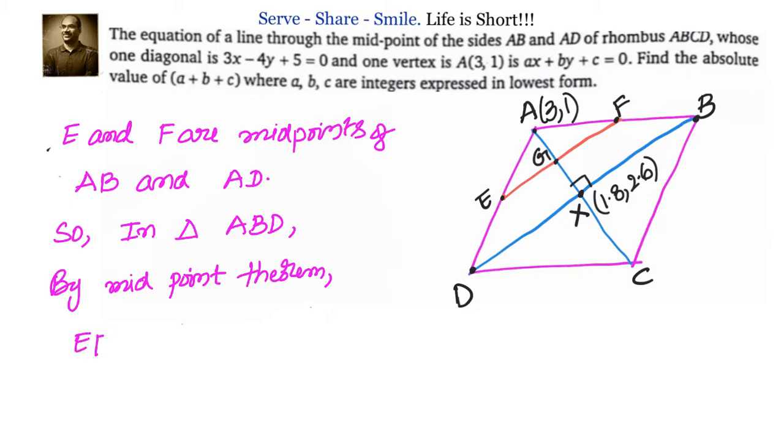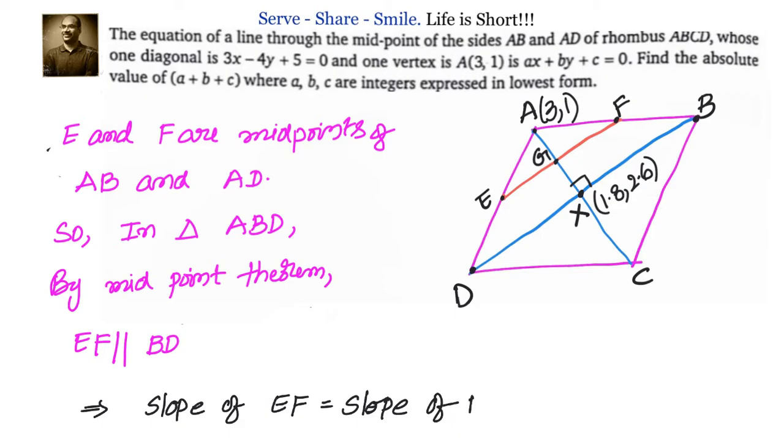Therefore, the equation of EF will be 3x minus 4y plus k equals 0. Now we need to find a point on EF, or to be specific, the coordinates of G, so that we can find the value of k in 3x minus 4y plus k equals 0.